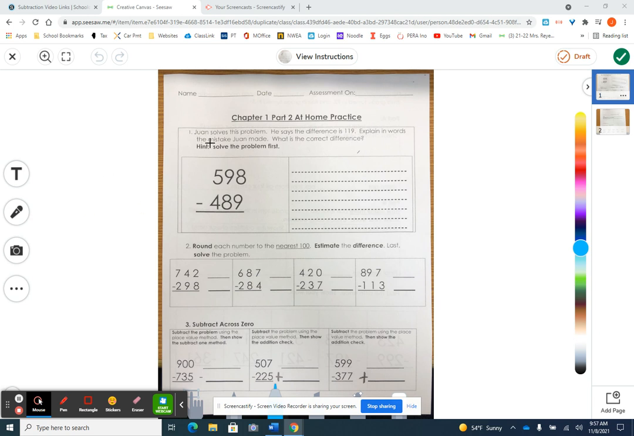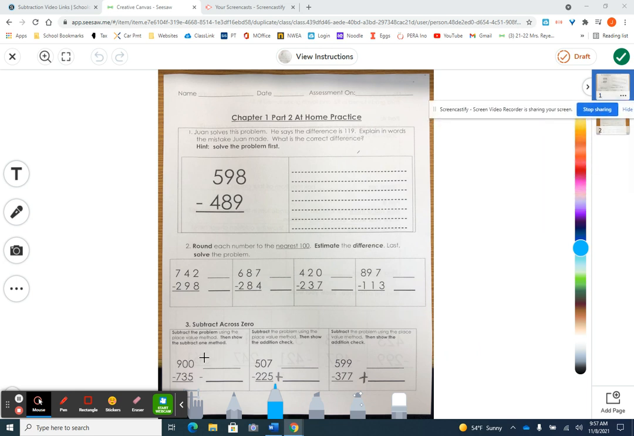And so we're going to start with number 1. Juan solves this problem. He says that the difference is 119. So explain in words the mistake that Juan has made and what is the correct difference. The hint is actually to solve the problem first. So I'm going to use my tools and I'm going to go ahead and solve it.